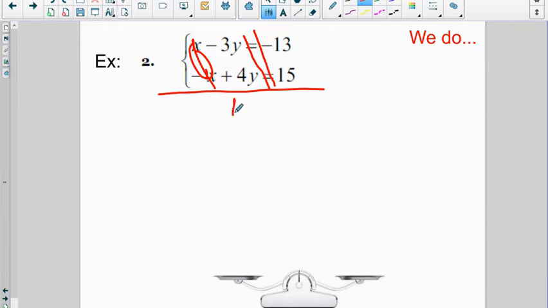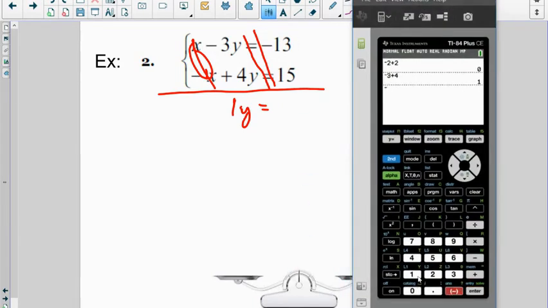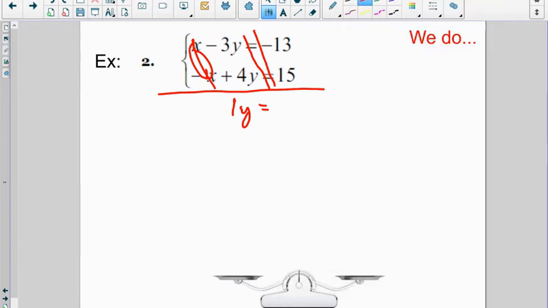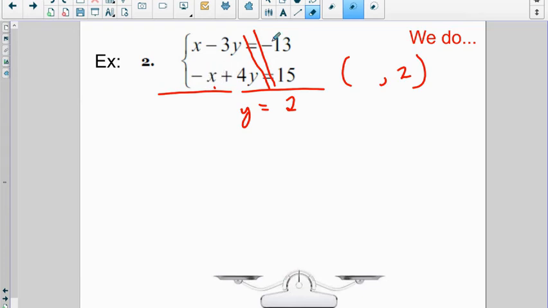So we get 1y equals, and now we have to add here, negative 13 plus 15 should be positive 2. Yep, positive 2. So 1y equals 2, and we know that 1y, 1 times y, is just y. So really, the y value is 2. We know half of our answer. But we still have to figure out what x equals. So this is where we have to go back to the original problem, pick one of these two equations, and decide which one you want to use to solve for x.